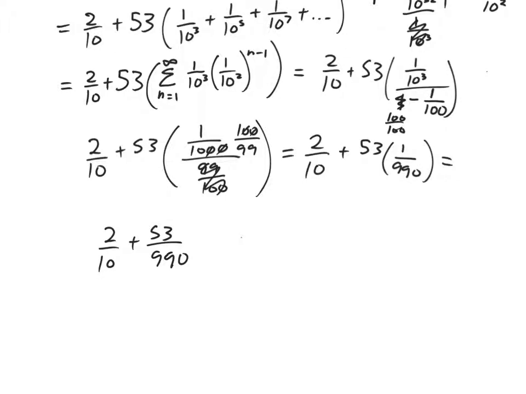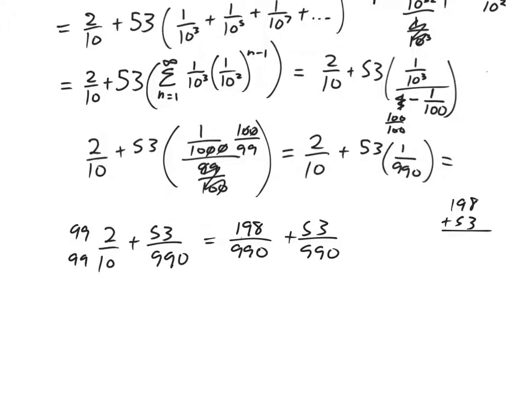I need to get a common denominator, so I'm going to multiply this by 99 and this by 99. 2 times 99 is 198, divided by 990, plus 53 divided by 990. So 198 added to 53, that's going to be 251 over 990. And that is that number as a fraction.